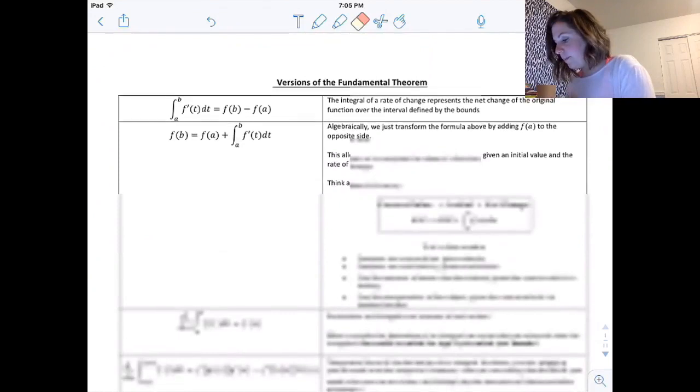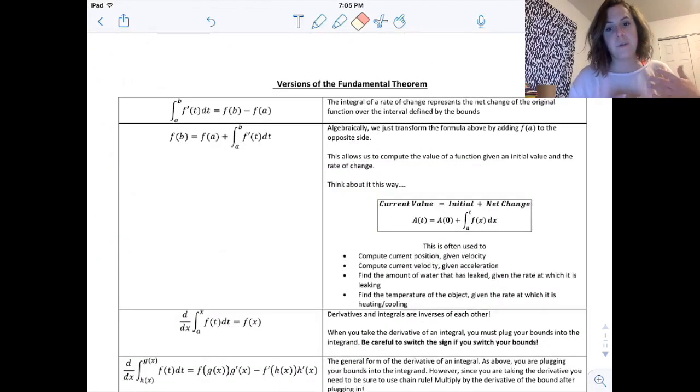So let's talk about the fundamental theorem here. This is all from your notes. The only thing I added that's not directly in your notes is the mean value formula.